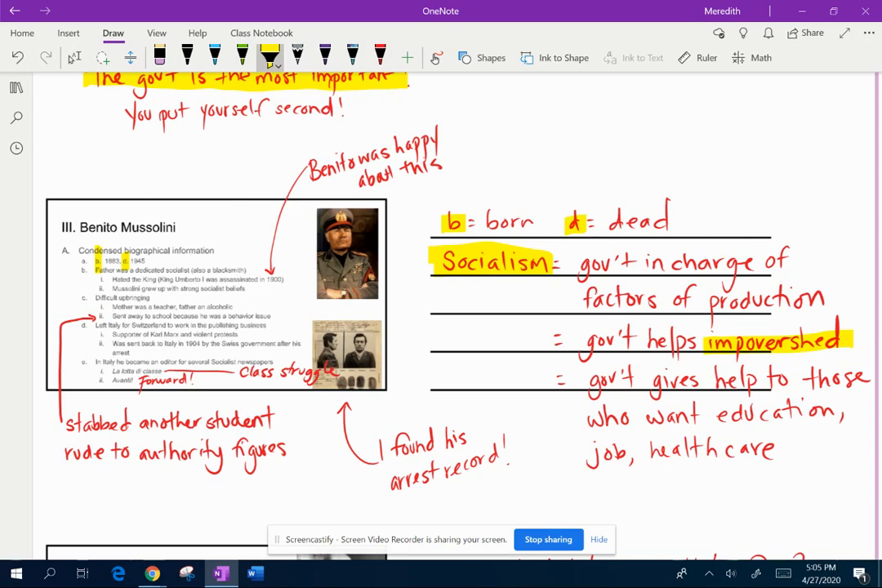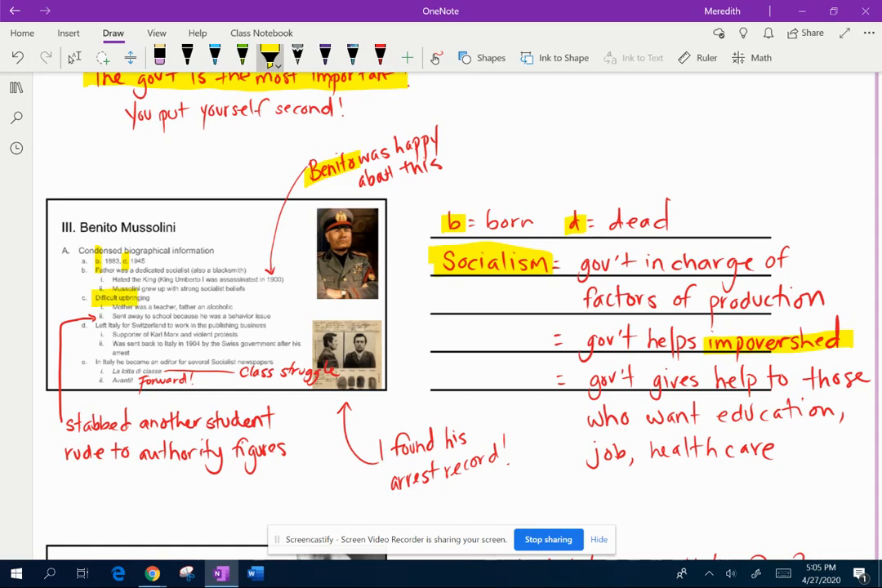And so his father hated the king, and at the time, the king was King Umberto I, and he was assassinated in 1900. And I do want to emphasize, you guys don't need to know that date. I'm just giving it for clarity. But both Benito and his father were super happy about the murder of their king because it shows that this capitalist monarch got what he deserved, and now the people can be successful. So Mussolini grew up with strong socialist beliefs, and he adored his father, despite, by the way, his difficult upbringing.